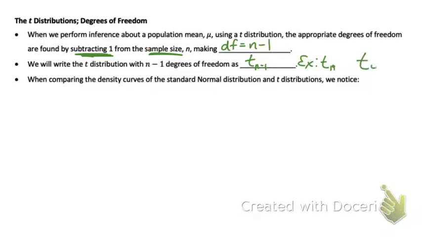For example, T47. What's the sample size in a T47 distribution? 48. That's how you can get the sample size if you know what distribution you're on. Just add 1. And vice versa, if you know the sample size, you can get the distribution.